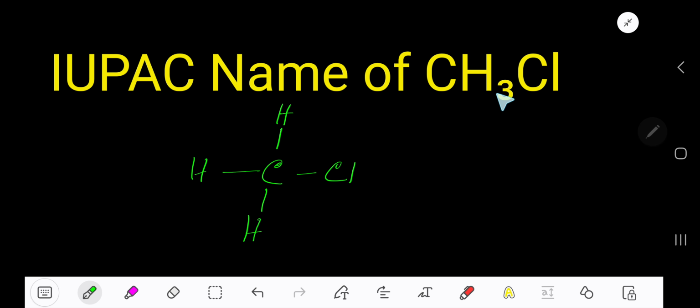IUPAC name of CH₃Cl. Okay, let me count the number of carbon. The number of carbon is here 1. So, and there is no double bond in this compound. So, the parent hydrocarbon is alkane, specifically methane, right? Right, methane.